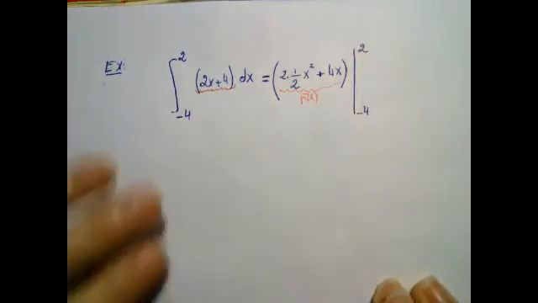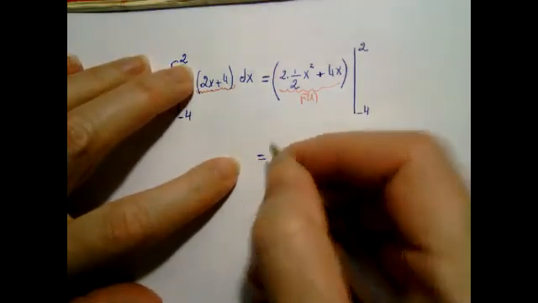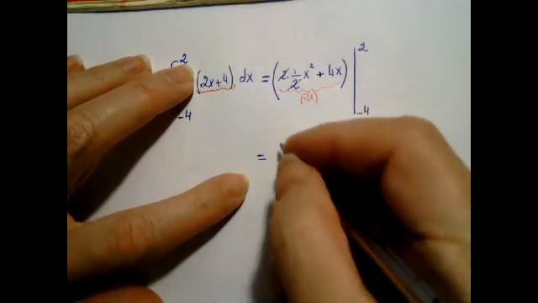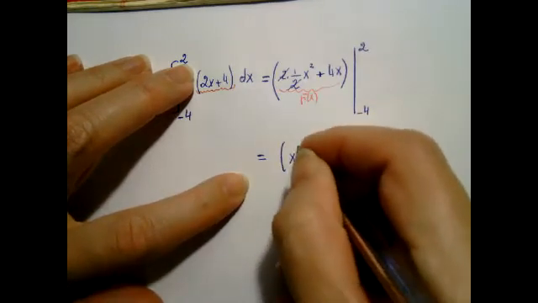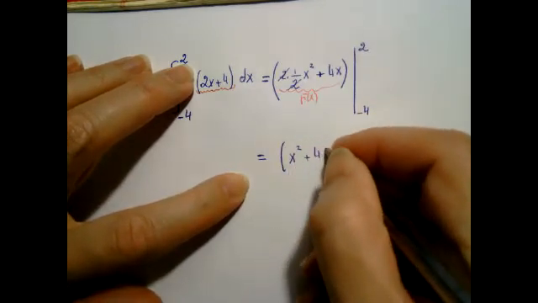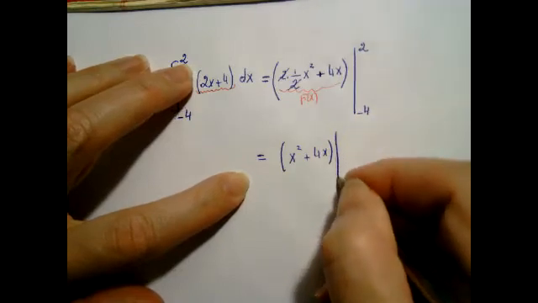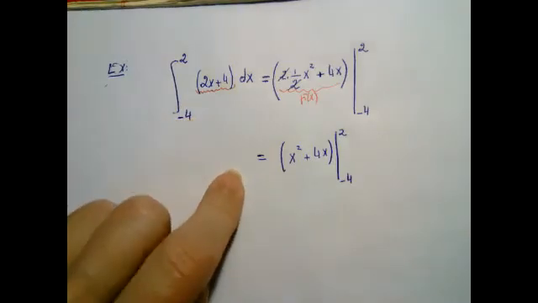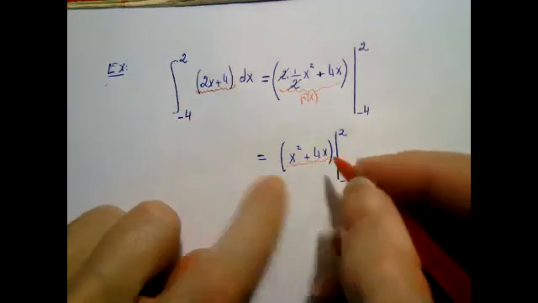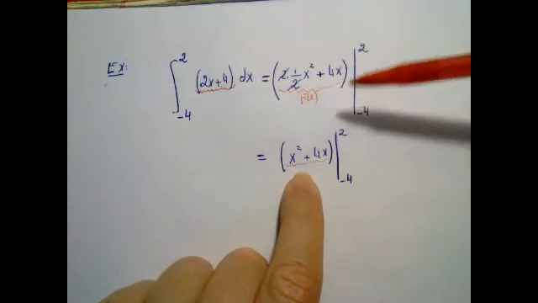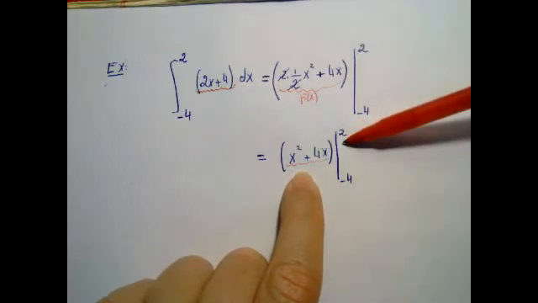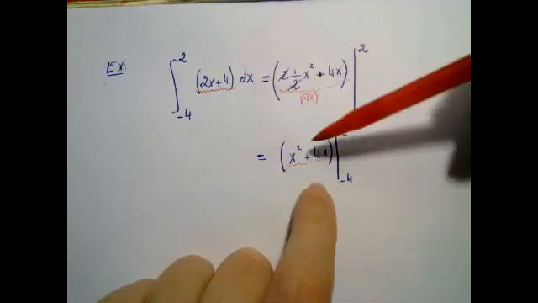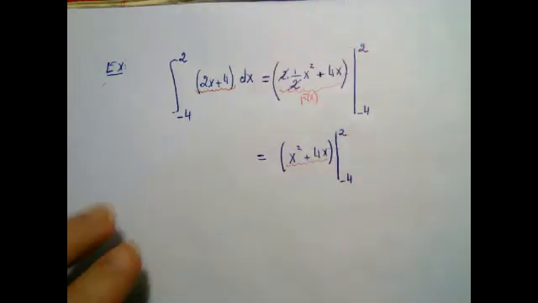Okay. Now, before I do that, I definitely will simplify this piece. 2 and 2 cancel each other. So I'm going to end up with x squared plus 4x evaluated between -4 and 2. This is the antiderivative. If I find the derivative of x squared plus 4x, it's 2x plus 4. Okay. Now we evaluate.